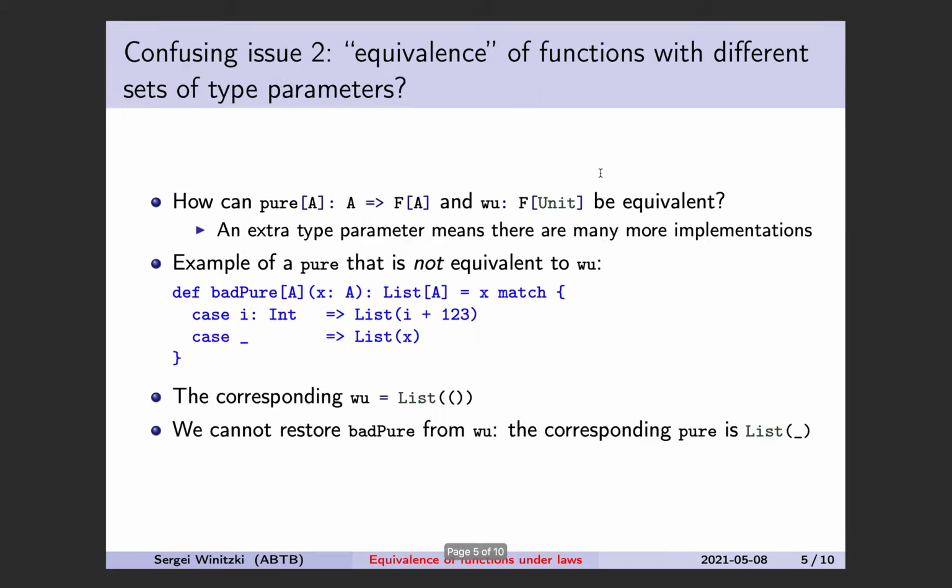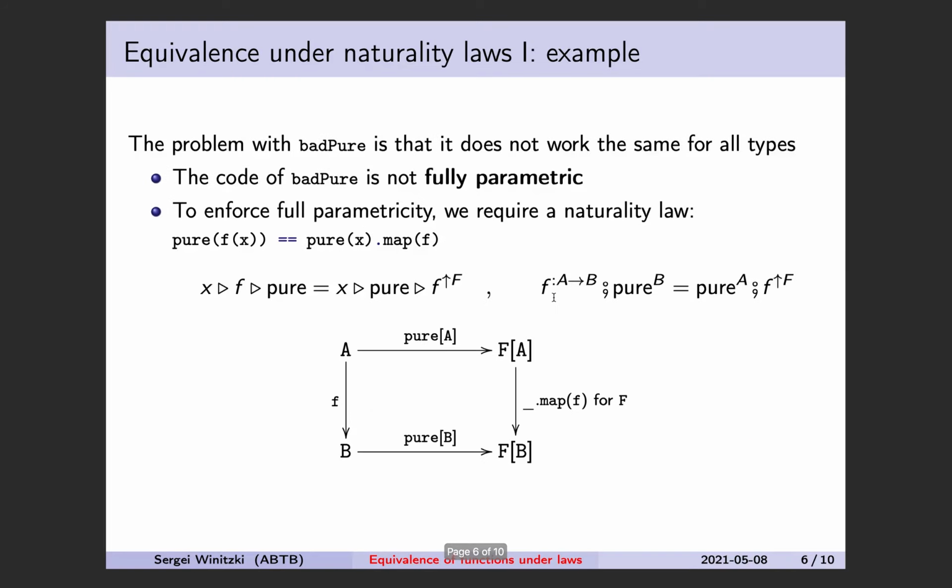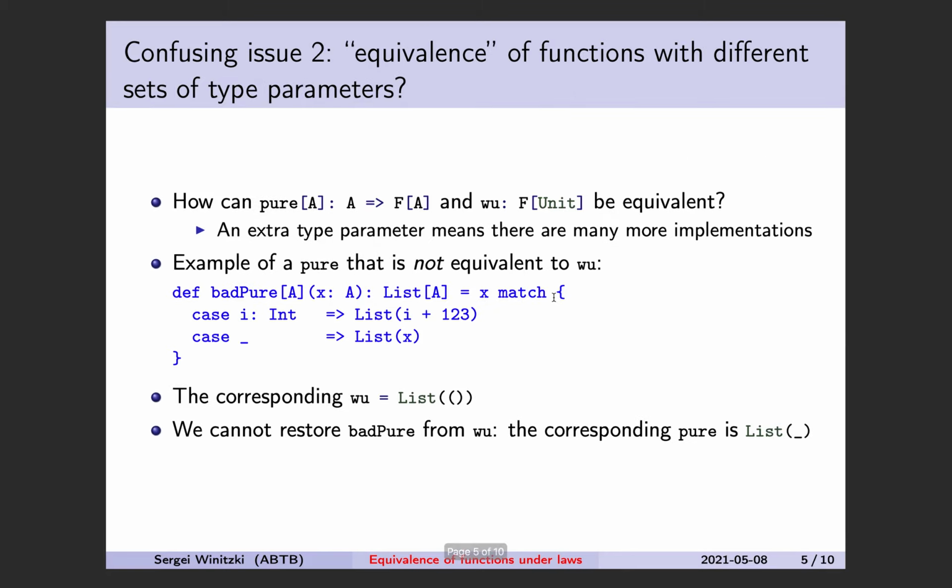Now this code is purely functional, does not have any side effects, but it is not fully parametric because it does not work in the same way for all types in the type parameters. So code that works in the same way for all types in their type parameters, that's what I call fully parametric.